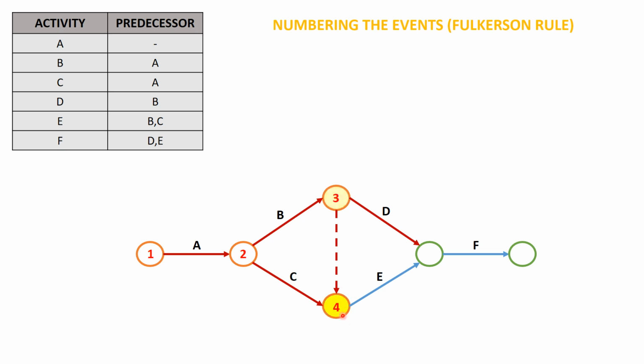Now I'll move on to event 4. From this I have only one outgoing activity, which is activity E. I'll be tracing it. Now if I look at this event, both the incoming activities have been traced. So this I'll be numbering as event number 5, and from here I have only one activity emerging, and this I'll be numbering as the last event. So this would be the final AOA network diagram.